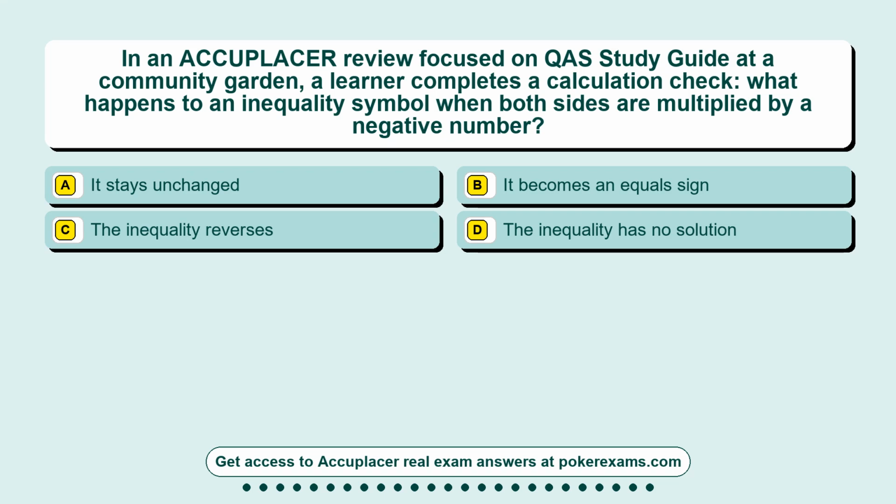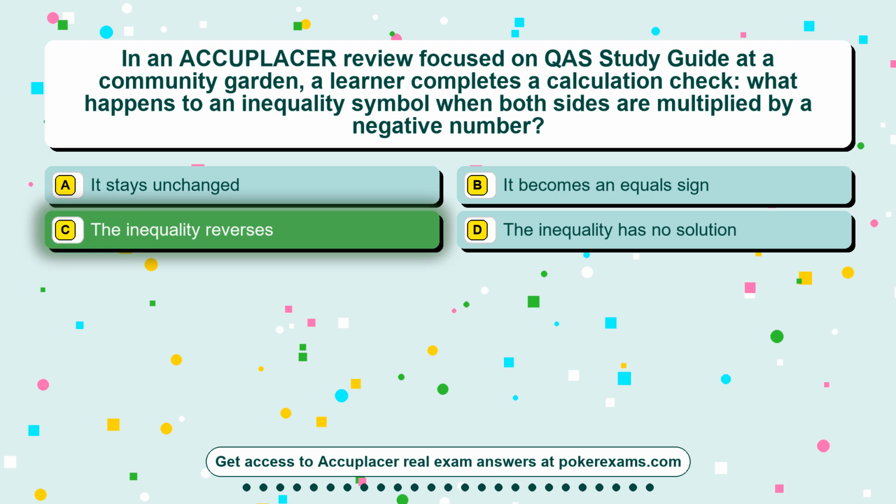Question 4. In an ACCUPLACER review focused on QAS Study Guide at a community garden, a learner completes a calculation check. What happens to an inequality symbol when both sides are multiplied by a negative number? Option A, it stays unchanged. Option B, it becomes an equal sign. Option C, the inequality reverses. Option D, the inequality has no solution. The correct answer is option C, the inequality reverses.